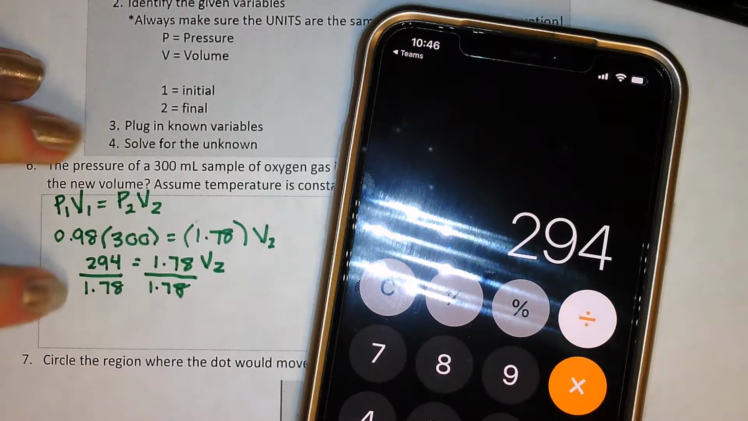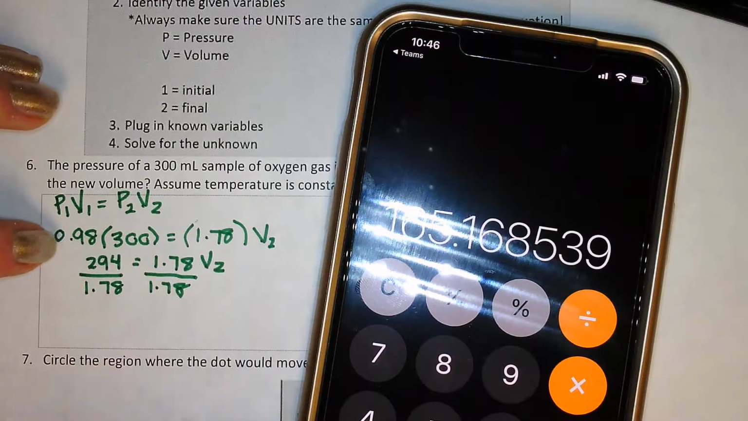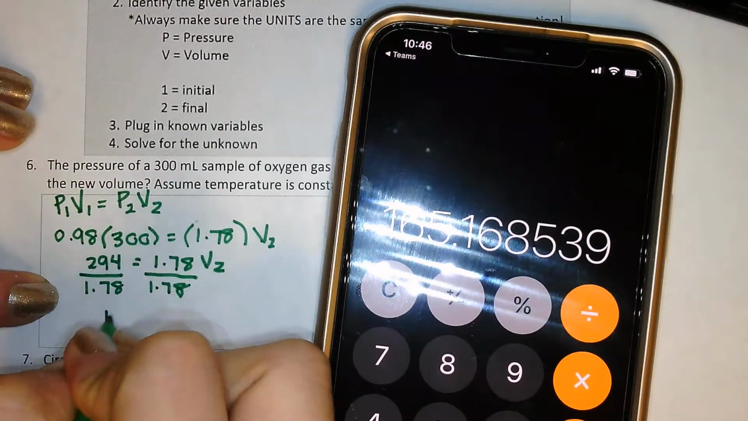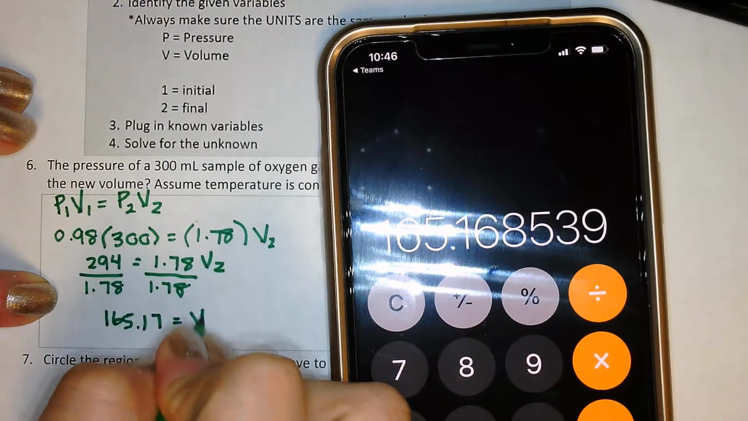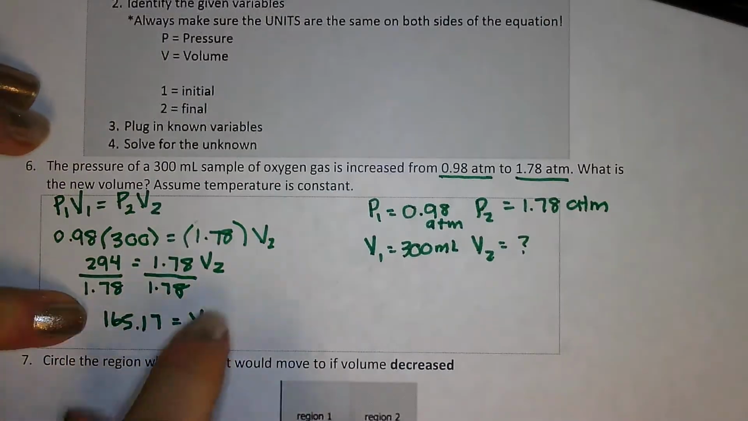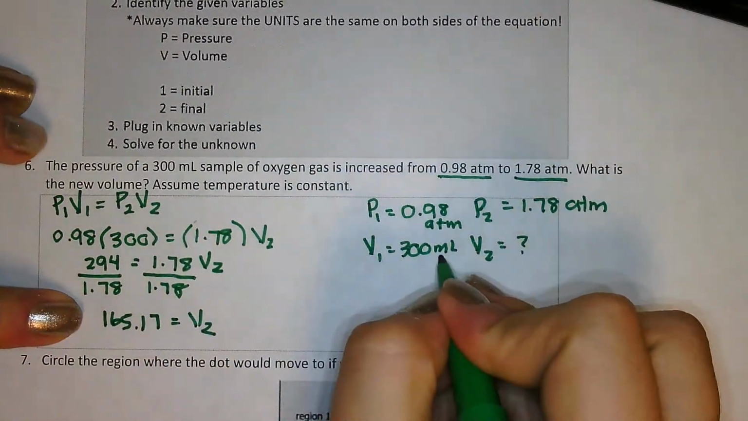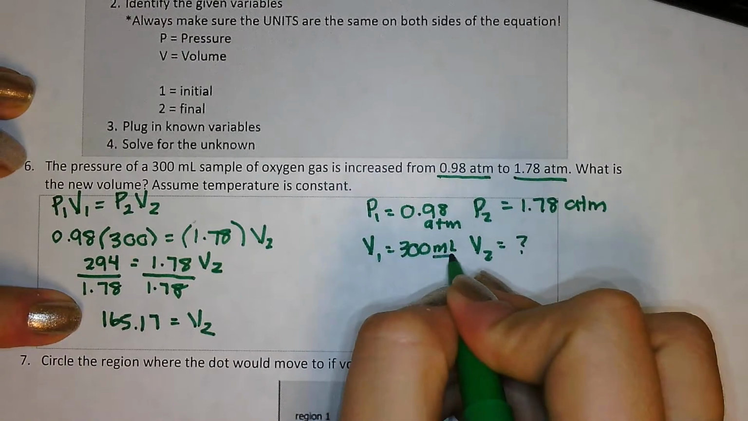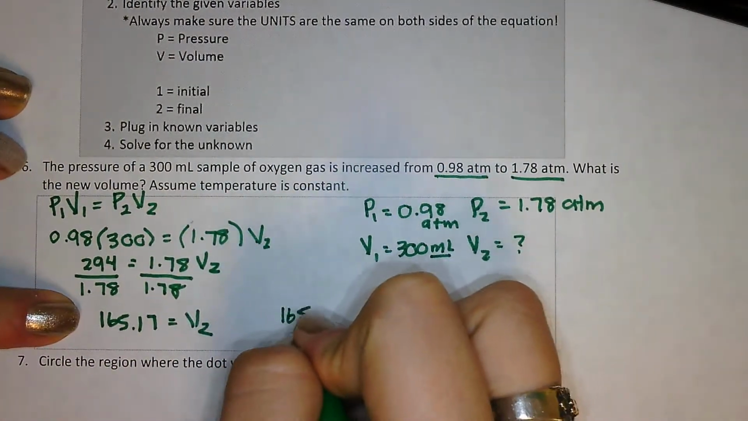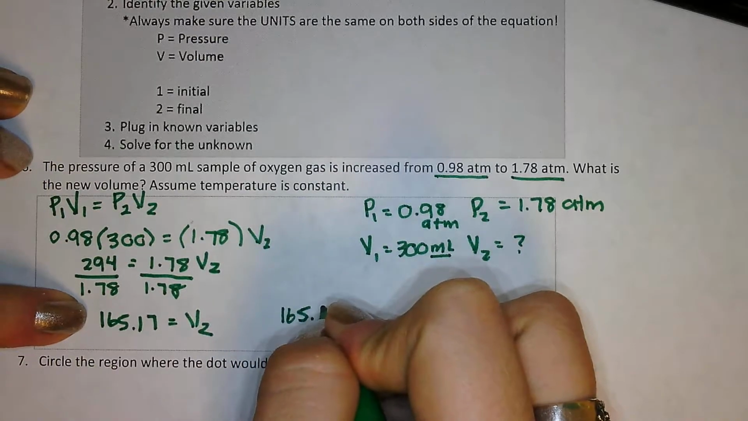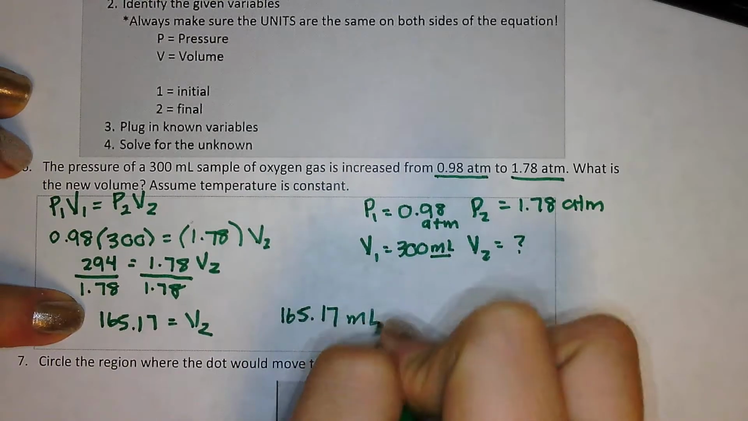294 divided by 1.78 is about 165.17, which is equal to V2. Because we are dealing with volume and my initial volume unit was milliliters and that stays the same, my final answer is 165.17 milliliters.